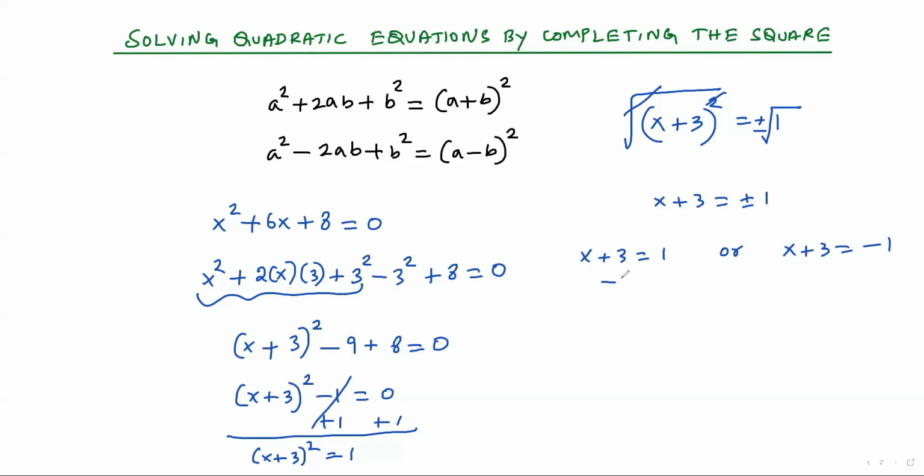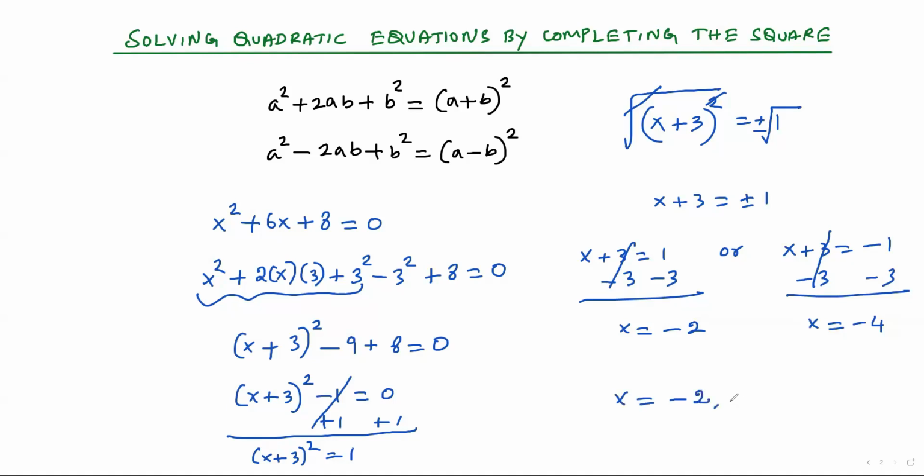Now to solve for x, I have to subtract 3 from both sides. I get x is equal to negative 2. I subtract 3 in this equation also to solve for x, so positive 3 and negative 3 cancel. I get x is equal to negative 4. I got the two values of x, negative 2 and negative 4. Let's look at one more example.